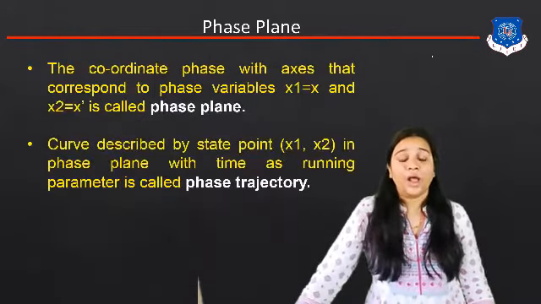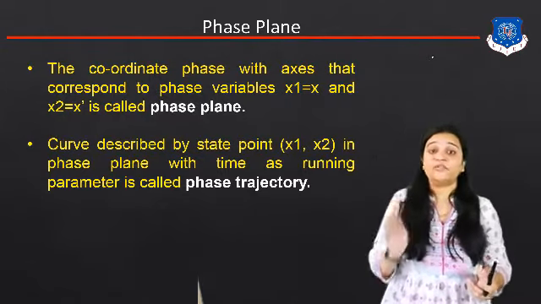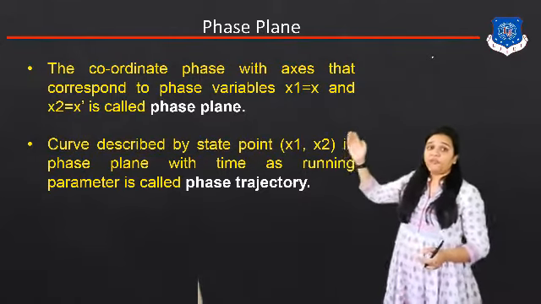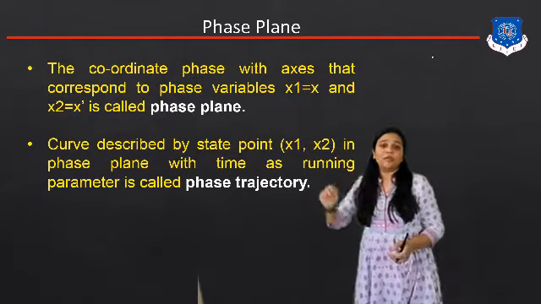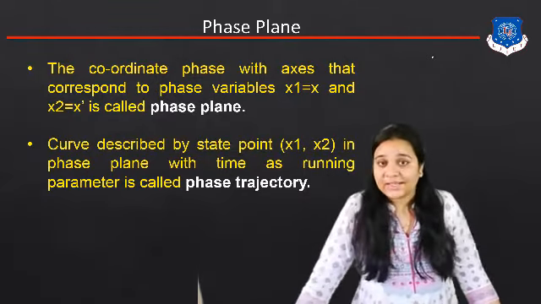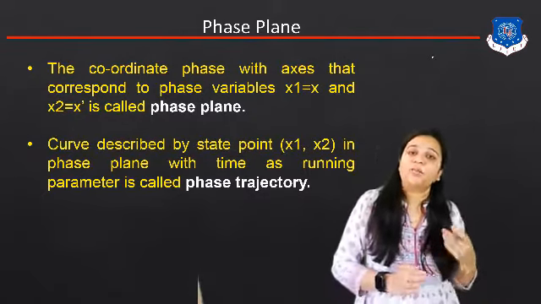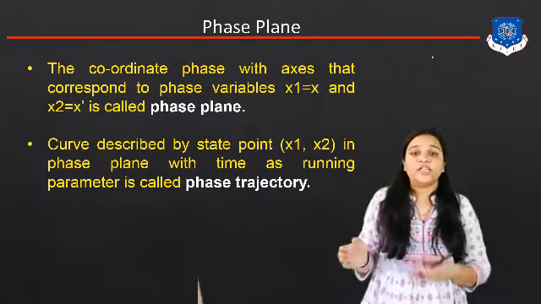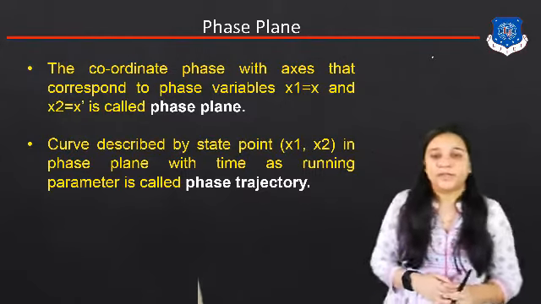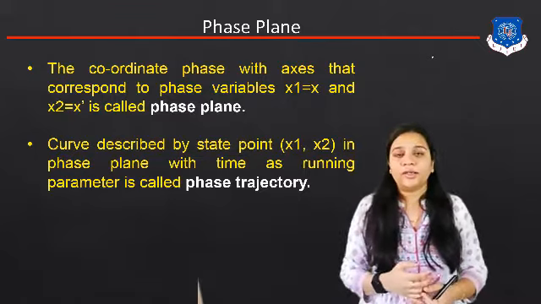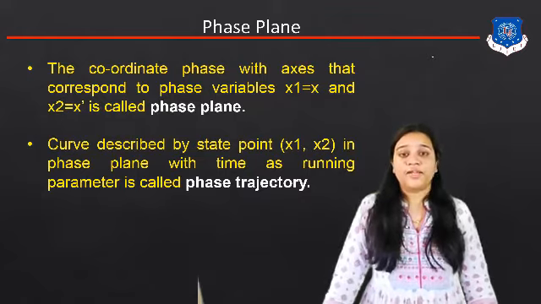Okay. Now, the next important topic for the non-linearity is the phase plane and phase trajectory. The coordinate plane with the axes corresponding to the phase variables x1 equal to x and x2 equal to x dash is called the phase plane of this non-linear system, and the curve described by the state point x1 and x2 in the phase plane with time as the running parameter is called the phase trajectory. So if we have to define the non-linearity for a particular system, we need to know what the phase plane and phase trajectory are.